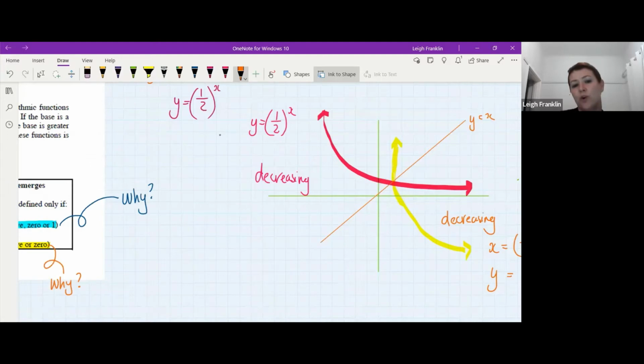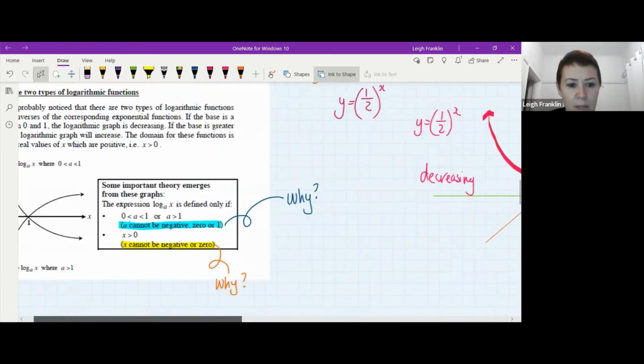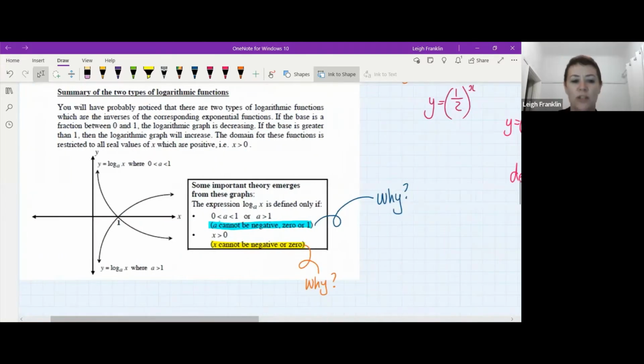Now, everything that I've just told you, you need to know. That's your theory. You need to learn the domain and range. You need to learn whether it's increasing or decreasing. You need to learn what the formula or the equation for the function would look like, all of that sort of stuff. Then you are fully prepared in terms of the background information to be able to answer these questions. So if we now go back and have a look at the summary of the two types of log functions, those are the two that I've just drawn for you.